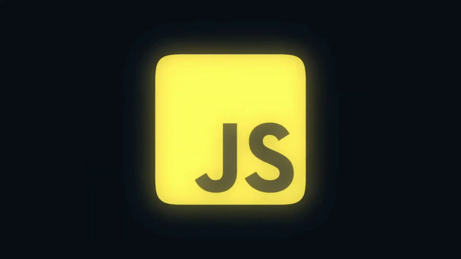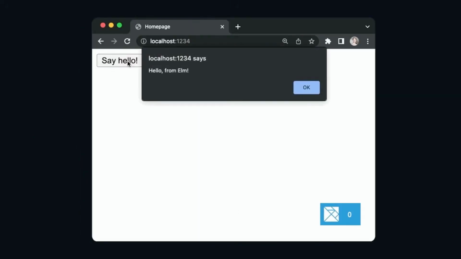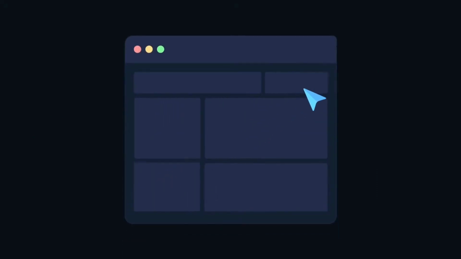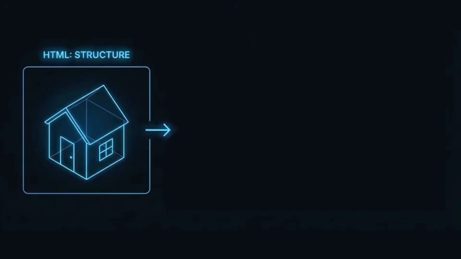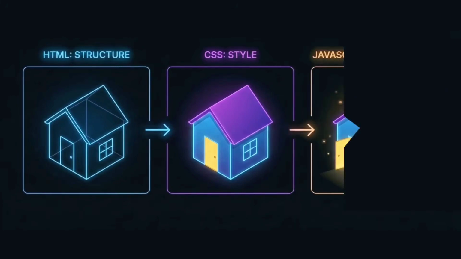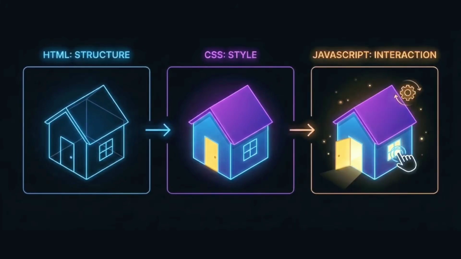It's JavaScript. It was built to run directly inside the browser, manipulate web pages in real time, respond instantly to user actions, communicate with servers in the background, and update specific UI parts without forcing a full reload. So if HTML is structure and CSS is style, JavaScript is what turns a static page into an interactive application.